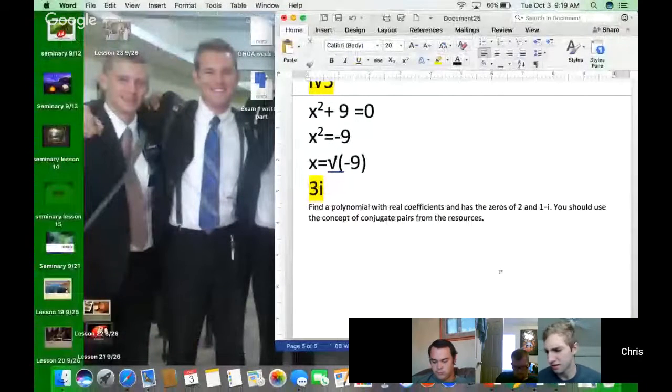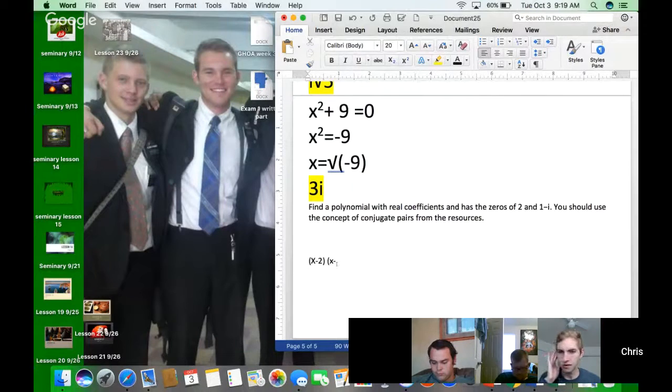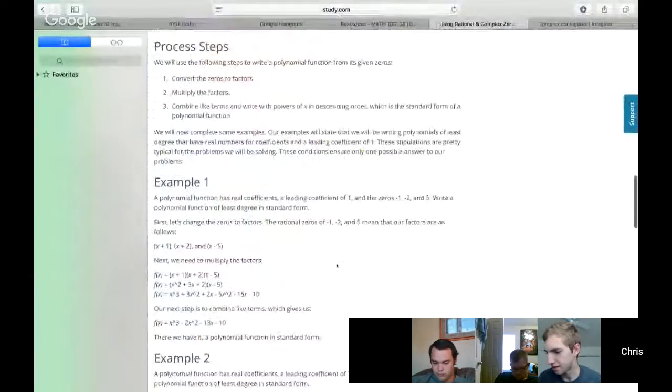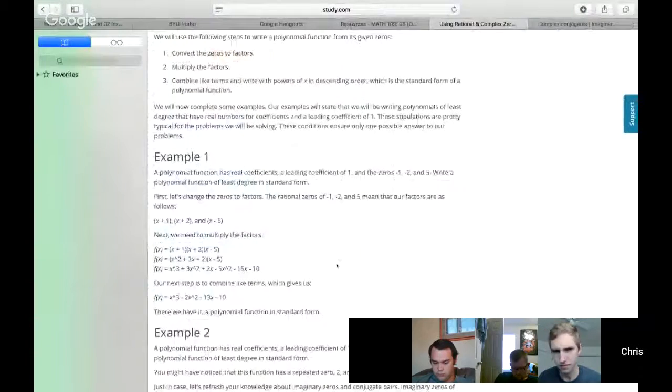So it'd be x minus 2 in parentheses, and then we also have x minus parentheses 1 minus I. Okay. Then we just factor it out, right? Yeah, this is what it looks like.